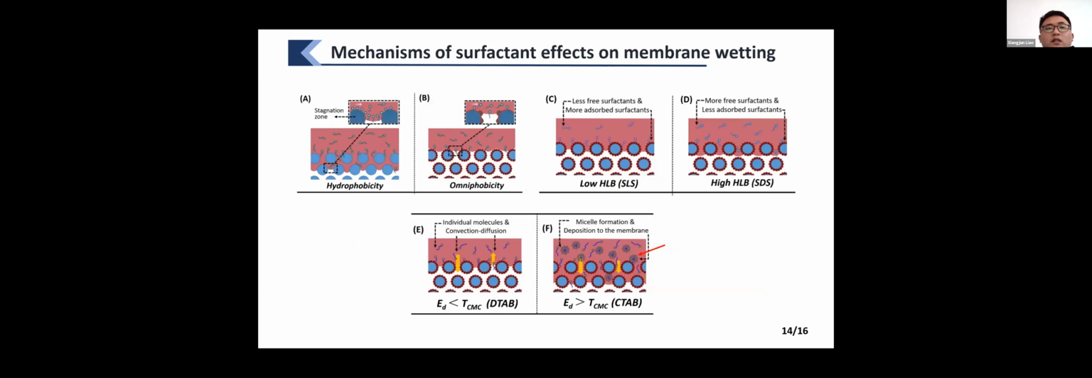First of all, I want to explain the difference between the anti-wetting behaviors of the hydrophobic membrane and the omniphobic membrane. As shown in Figure A, the feed liquid can invade the hydrophobic membrane pores to form a stagnation zone, thereby causing membrane wetting by convection and diffusion. In comparison, the omniphobic membrane makes the liquid display a Cassie-Baxter state on the membrane surface, thereby reducing the liquid-solid contact area.